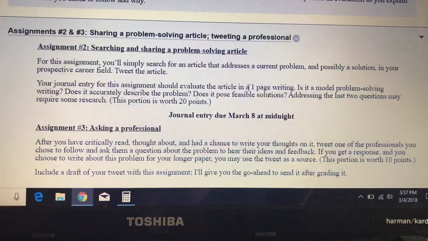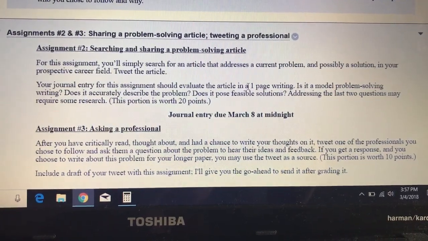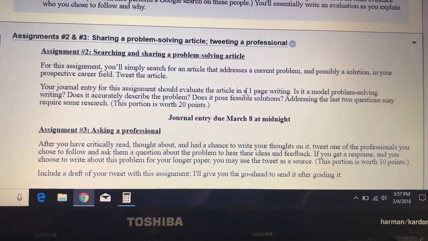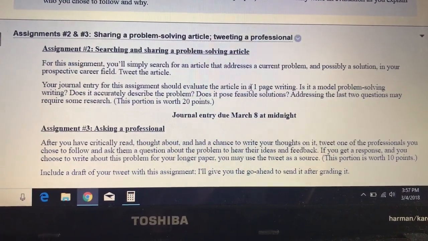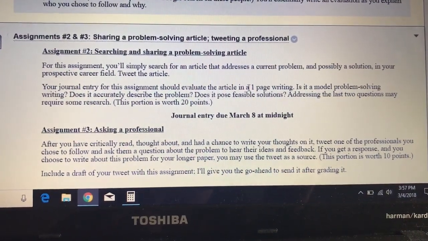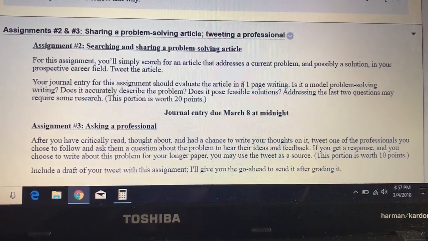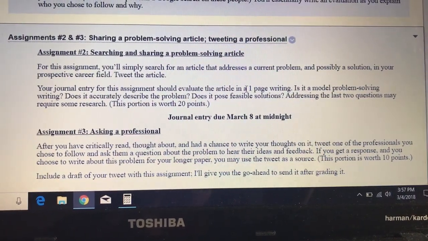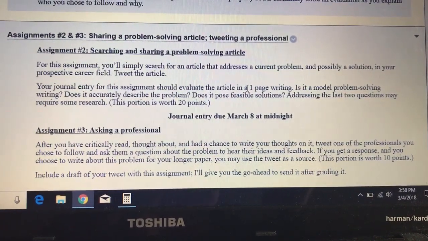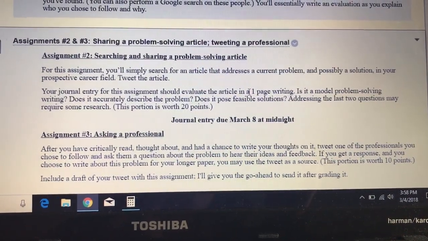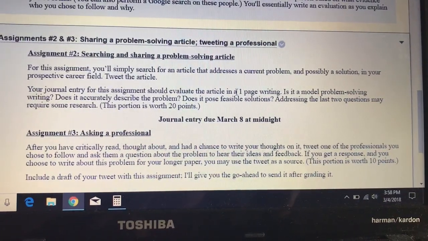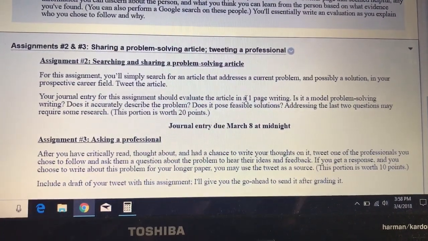I'll grade this tweet and make sure that it's grammatically correct and things like that, and that it's asking a specific question. First off, you don't want to ask a yes or no question of the professional. You really want to get their ideas and their opinions, so it should be open-ended enough that that can happen. It also needs to reflect your knowledge and your understanding of the topic, because after all, guys, these are professionals. But you also want to show that you have some knowledge of this issue as well.